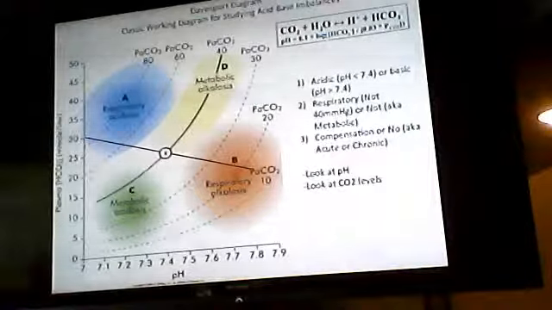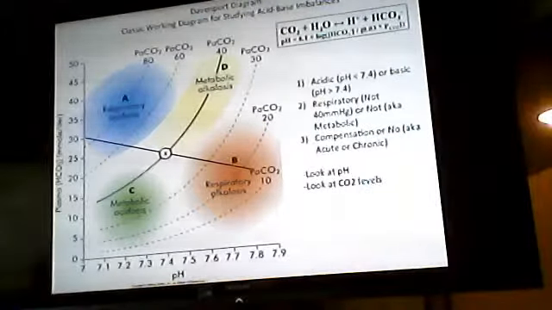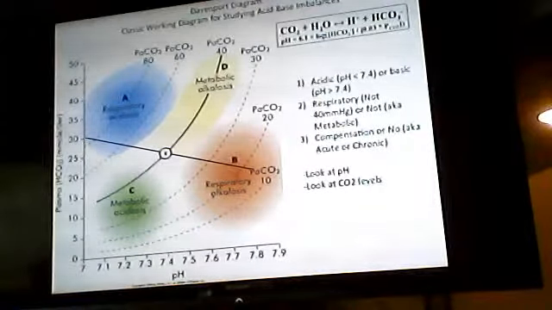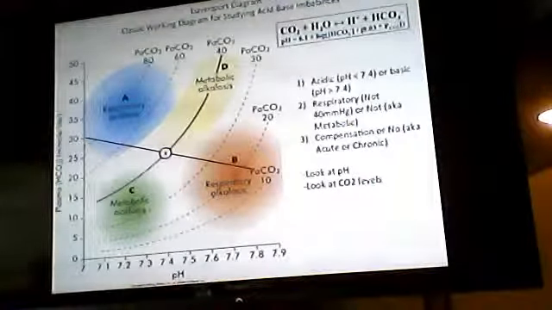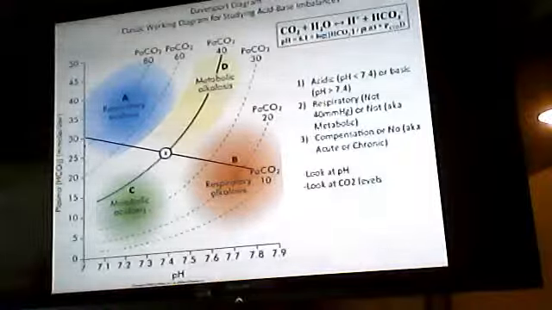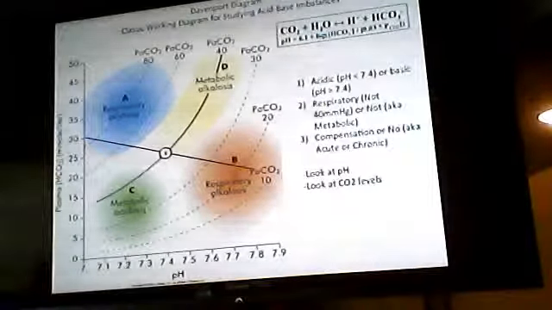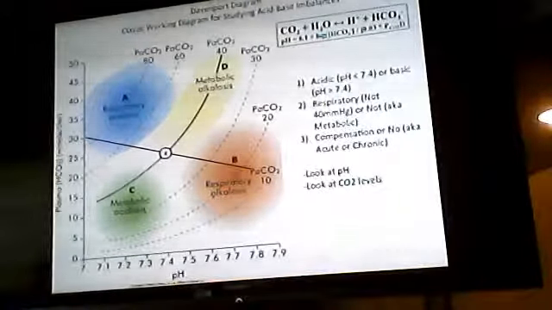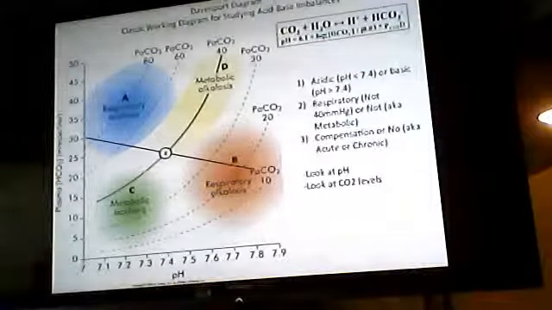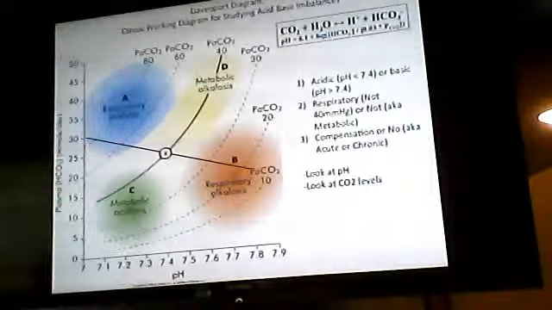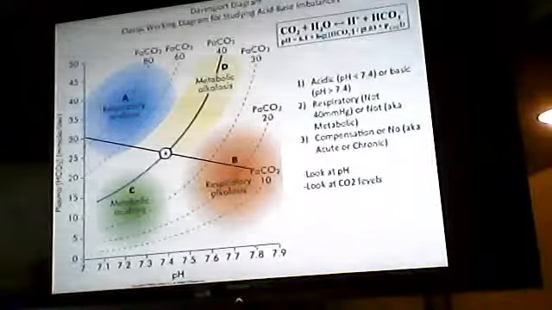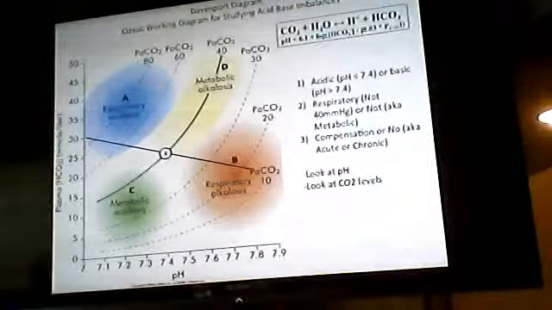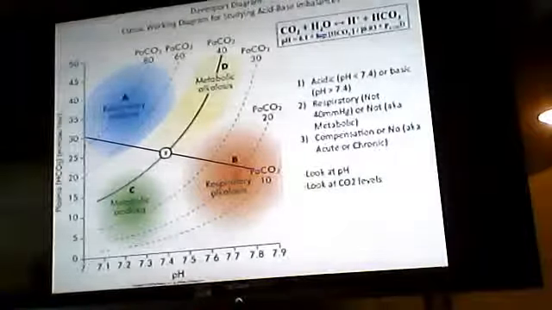If I had a respiratory problem, I would compensate metabolically. If I had a metabolic problem, I would compensate with respiration. So if I had a metabolic problem, I would try to breathe out more or breathe out less, and that adjusts the H plus through my lungs. Otherwise, it's my H plus secretion that's affected for the metabolic compensation of a respiratory problem.